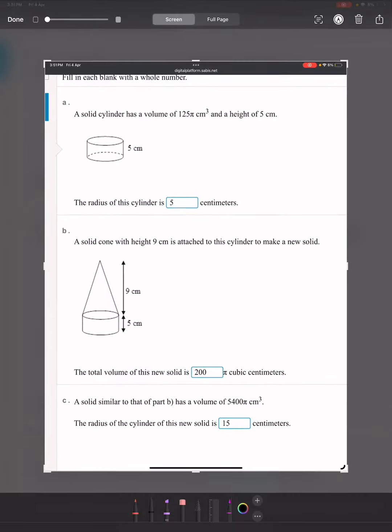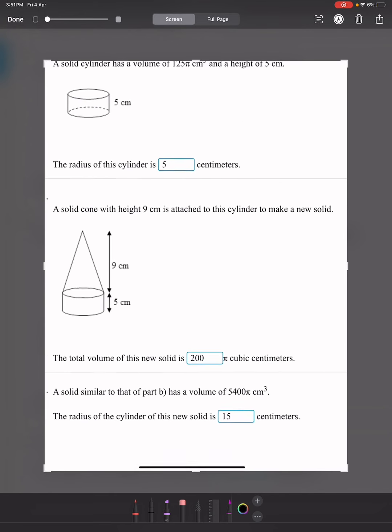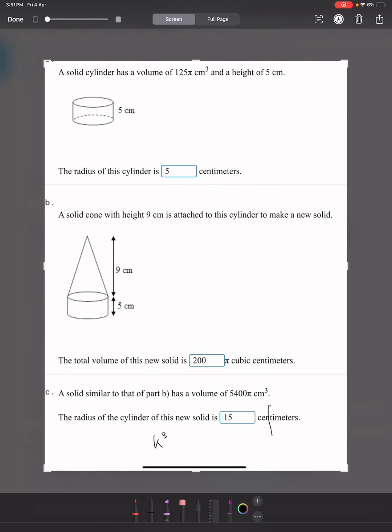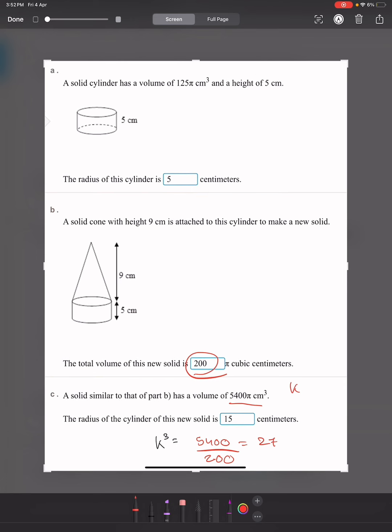Okay, so what we're gonna do is we're gonna do k cubed equals the new volume, which they said is 5,400 pi, over the original volume, which we got is 200. We don't put pi because they cross out. You get 27, so k cubed equals 27. You put this on your calculator by pressing shift radical. You get k to be 3.